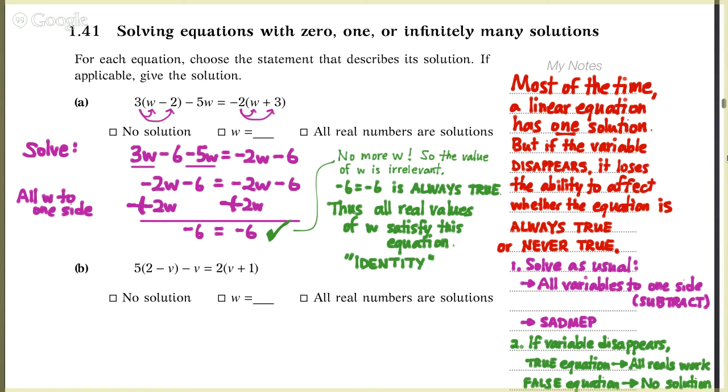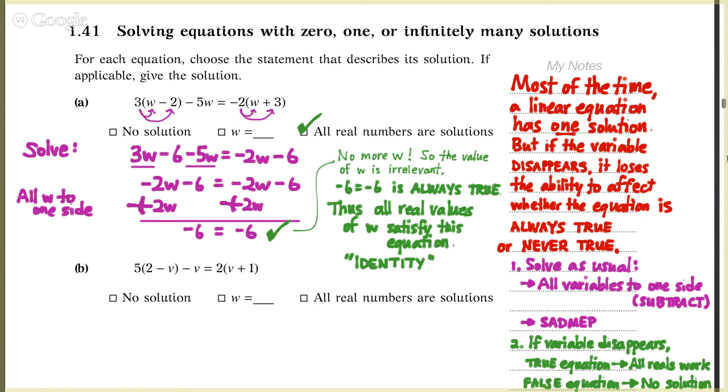Identity, by the way, is the name that we give to this phenomenon, right? That we started with an equation that had variables in it, but whose truth value was always true regardless of the value that that variable took. So how do we respond to this question? We're going to choose the option that says all real numbers are solutions. So here was an example where the variable disappeared, and when the variable disappeared, we were left with something which is always true. In this example, negative 6 equals negative 6, always true. Therefore, since that equation is always true, the original equation is always true as well, and all real numbers are solutions.